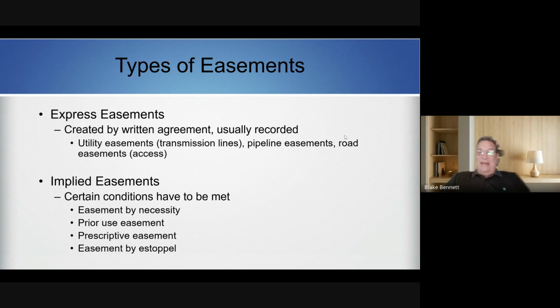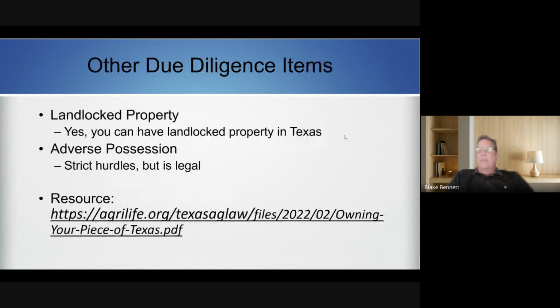But then we've got some implied easements out there. Certain conditions have to be met, but they may not be in writing. An easement by necessity is one. It may not be in writing. Prior use easement, a prescriptive easement, an easement by estoppel. Again, I've got an hour class on this, but if you really want to look at it, here is a resource for you. There is about a 3 to 4 page paper that was written by our lawyer, and it's written in plain language where it goes over these different types of easements.